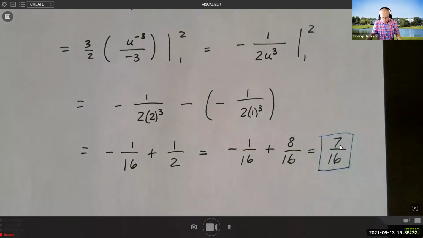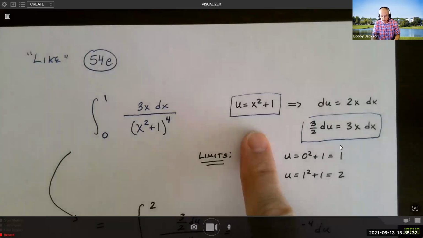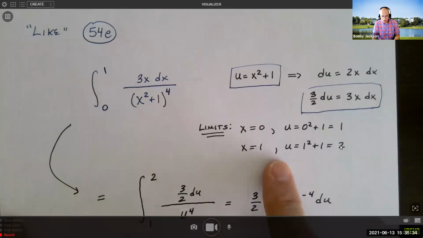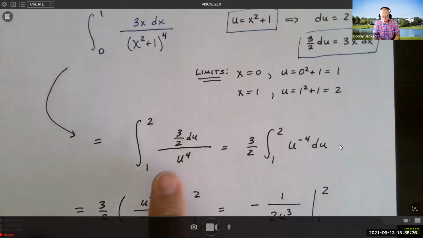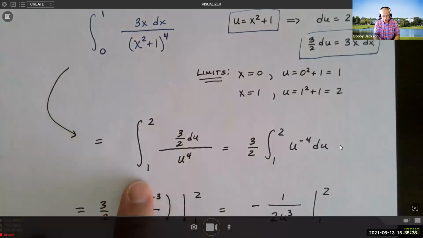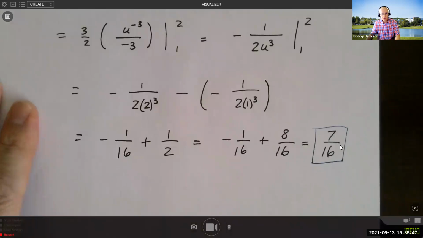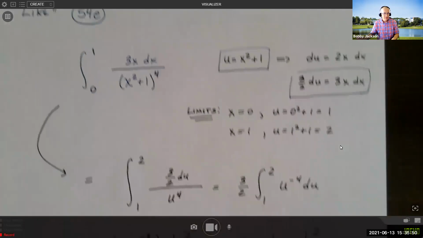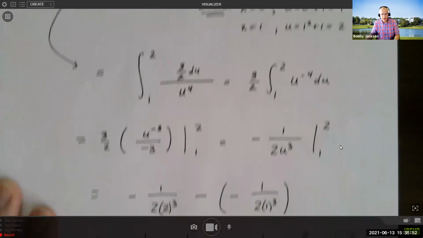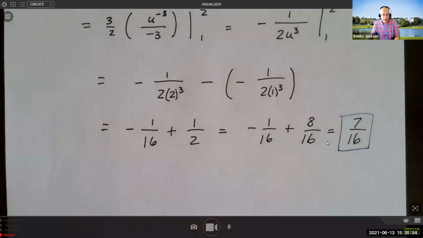So again, when you're doing these problems, substitution for change of variables, you need to show your substitution, but you also need to show the change in the limits. Very important. If you write this integral with the old limits of integration, it's incorrect. It is incorrect. It is wrong, and you don't want to do that. Okay, so I hope this is clear in this process. So this is like 54e, but again, all the ones in 54 are very similar to this, just depending on your substitution.